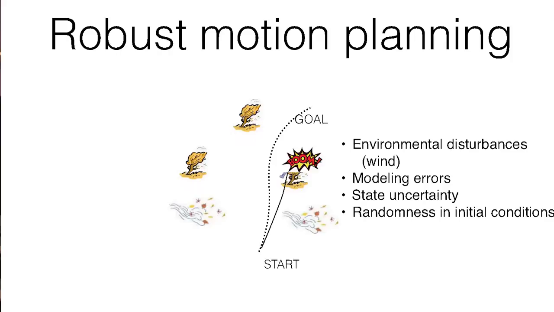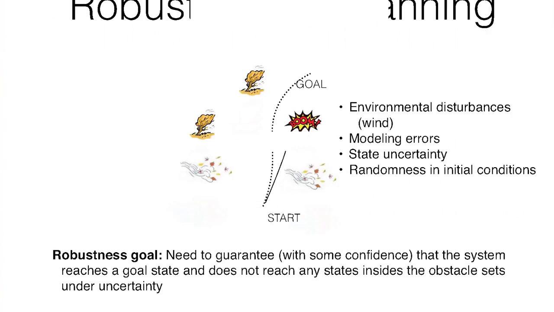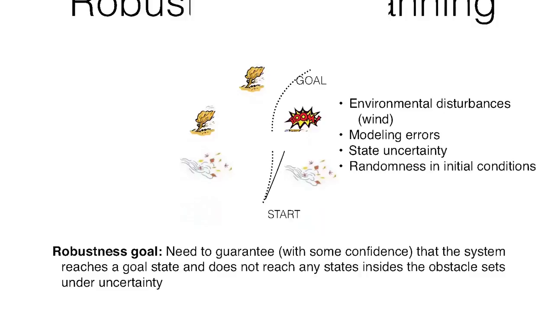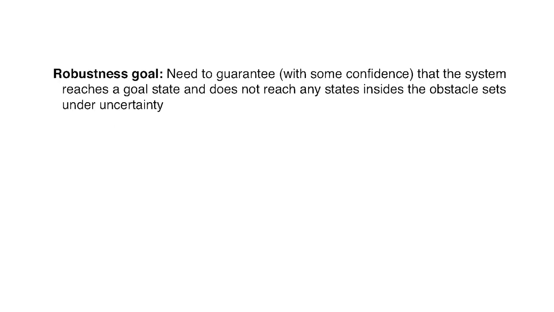So you're thinking of starting a robot at 0,0, but in practice you might actually be starting at something slightly off from 0,0. So there was randomness in the initial condition. So the goal of robust motion planning is to have some guarantees with some confidence that the system will reach the goal state without hitting any of the obstacles, even in the presence of these uncertainties. So this is the problem.